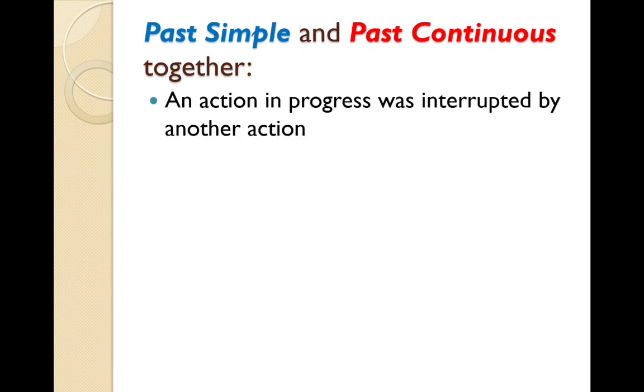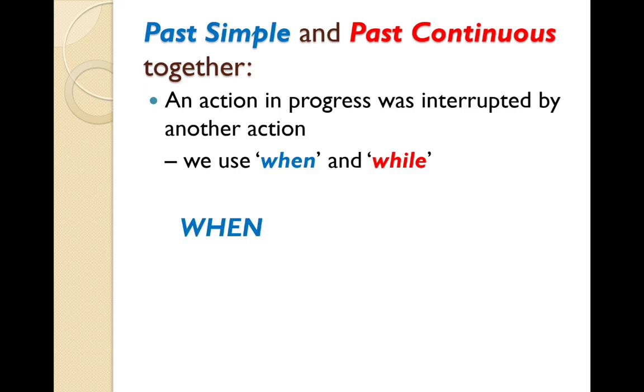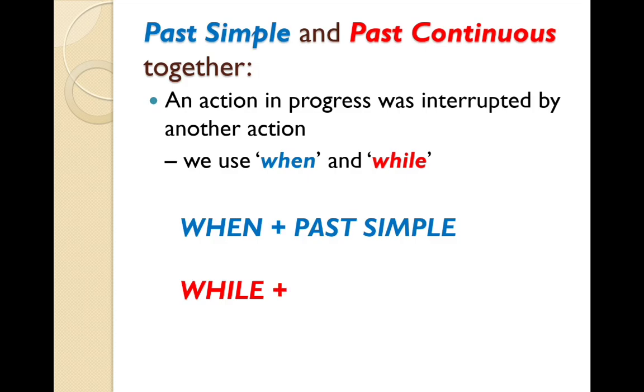An action in progress was interrupted by another action. We use when and while. When is followed by the past simple tense, and while is followed by the past continuous tense. Now, there are 4 different ways that we can structure the phrases with when and while.